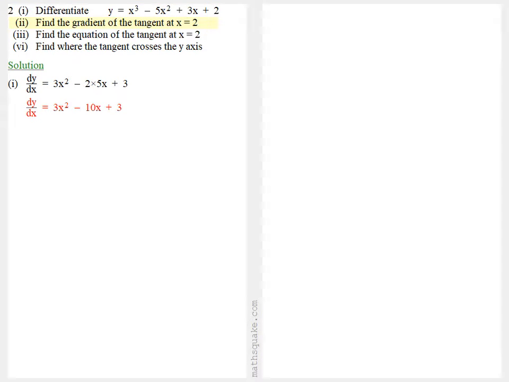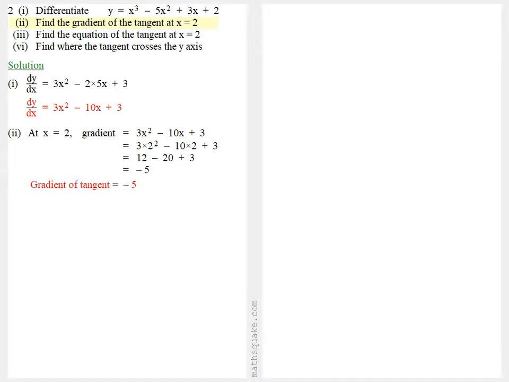In part 2, we're asked to find the gradient of the tangent at x equals 2. So we substitute x equals 2 in dy by dx equals 3x squared minus 10x plus 3. So that's 3 times 2 squared minus 10 times 2 plus 3, or 12 minus 20 plus 3, which is minus 5. So the gradient at x equals 2 is minus 5.